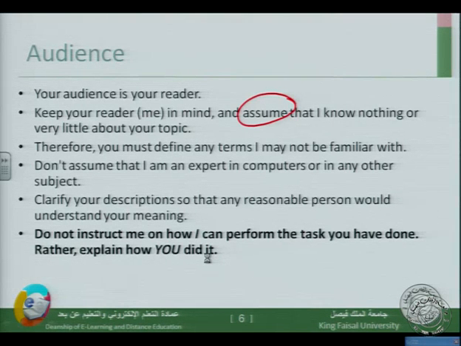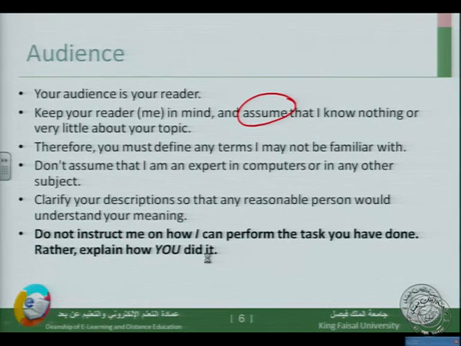So you need to clarify your description so that any reasonable person would understand your meaning. So write in clear language. Do not think that choosing complex words or very unfamiliar words or old words or phrases will make people say, wow, he's a good writer. لا. The good writer is the one who writes clearly with simple words, simple phrases.